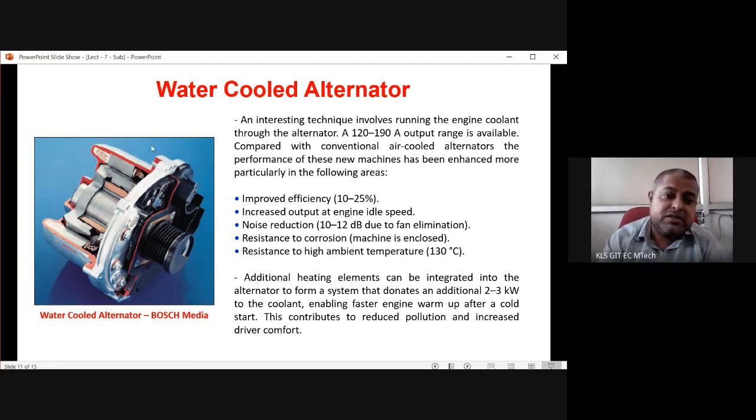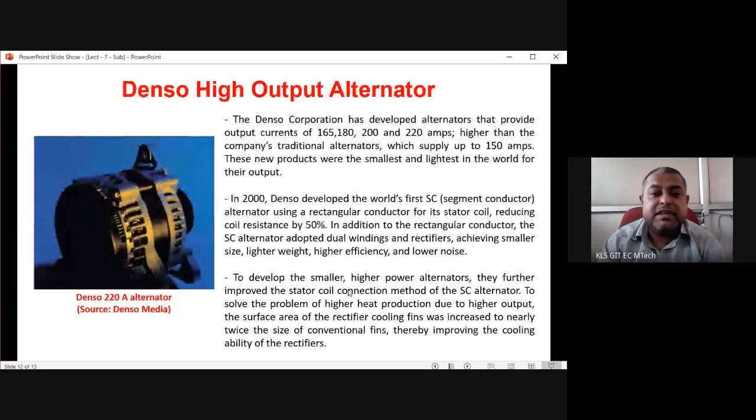So this thing is cooled by water, as well as whenever required for a cold start, that means the environmental temperature is very low at the time. There are some heaters which are actually heating up this water which is circulating through the engine, and this will actually add to the ease of the cold start of the whole engine. So that facility is also provided here. So this contributes to reduction in pollution and increased driver's comfort.